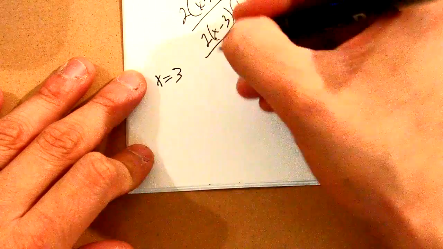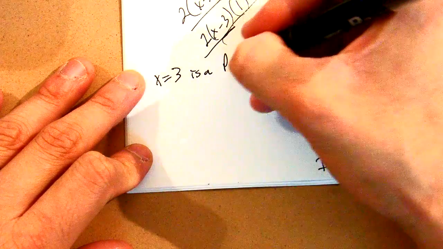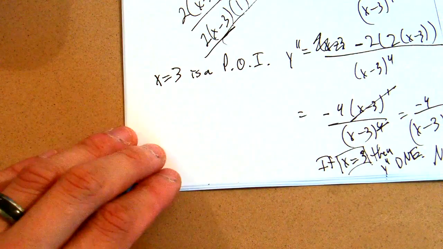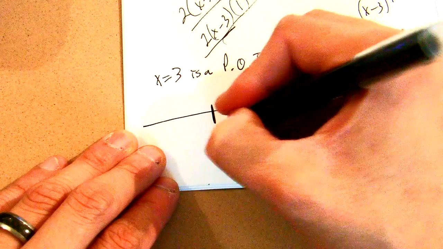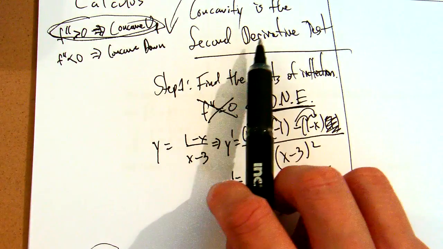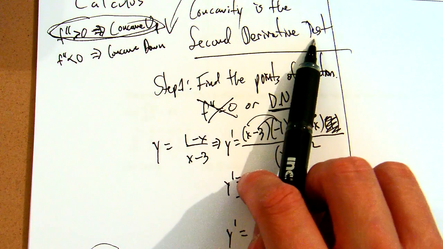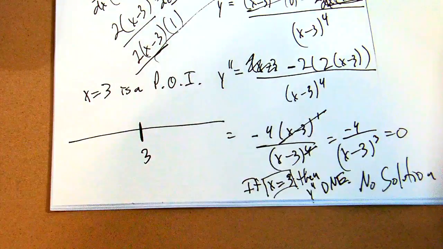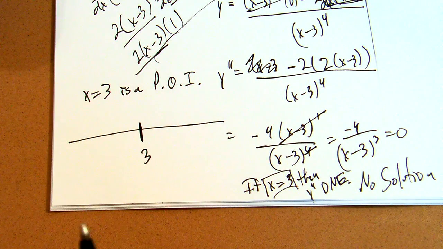So we're going to check now. We know that x equals 3 is a possible point of inflection. A point of inflection, if you recall, is where the concavity changes. So we're going to make a number line test now. Remember, we're doing the second derivative test, okay? In the second derivative test, you test into the second derivative.